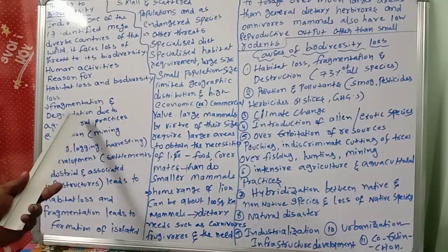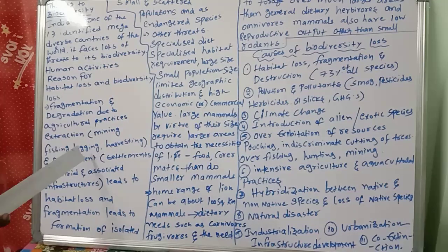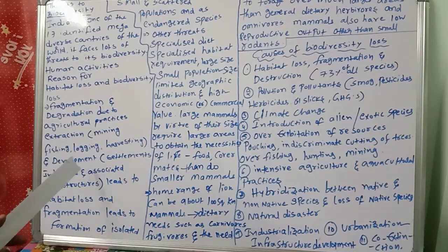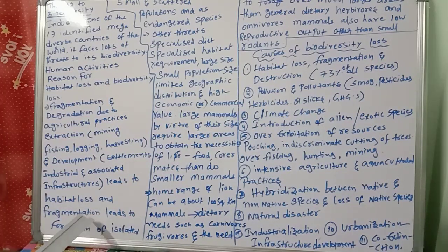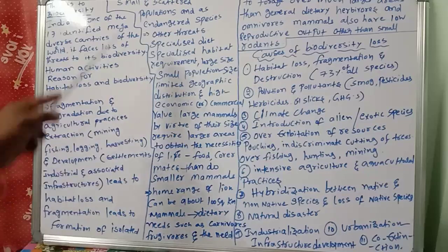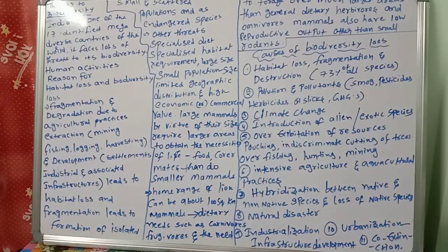Here you see fragmentation, degradation due to agricultural practices, extraction, mining, fishing, logging, harvesting and development, settlements, industrial associated infrastructures lead to habitat loss. Habitat means what? The place of living beings is getting lost, and that leads to fragmentation, to formation of isolated small scattered populations and endangered species. That's it. Small population means easily endangered, because predators will kill the prey.